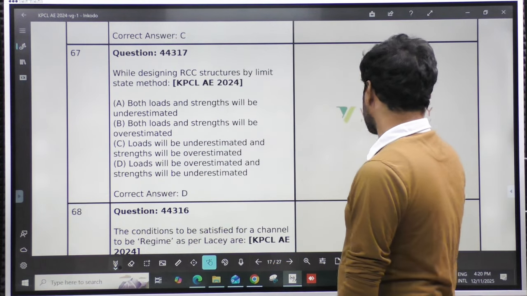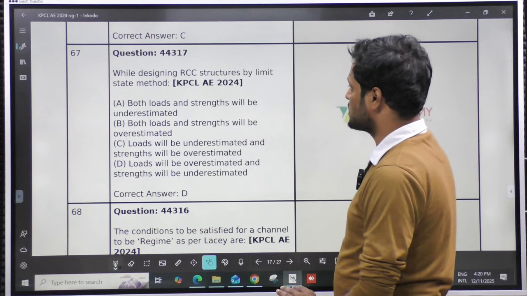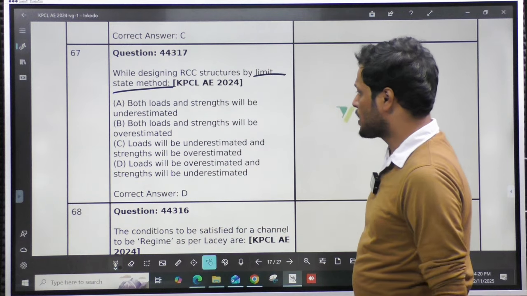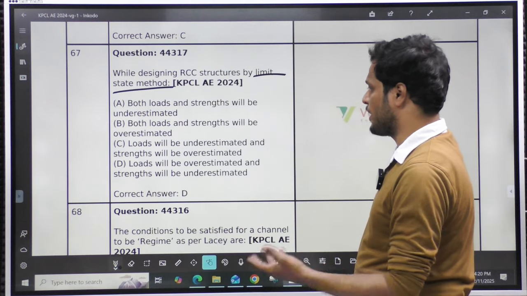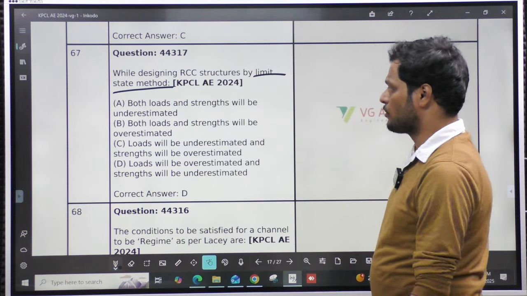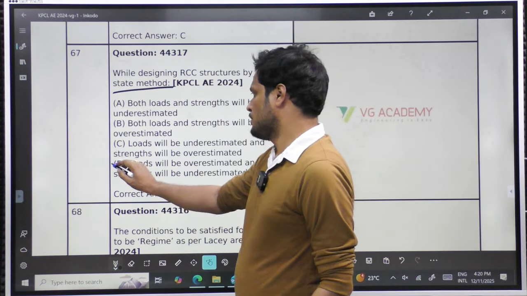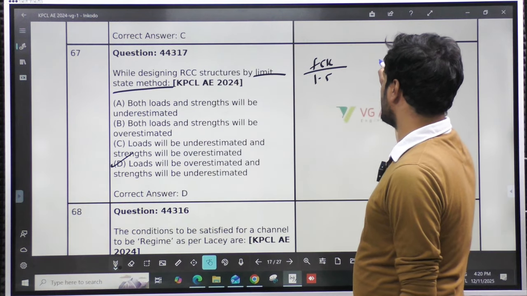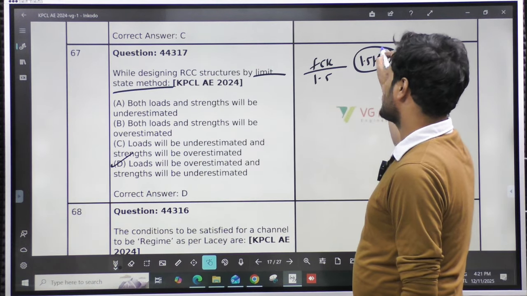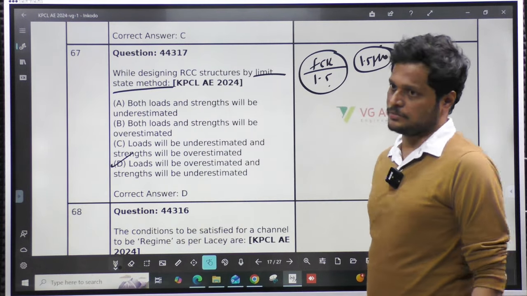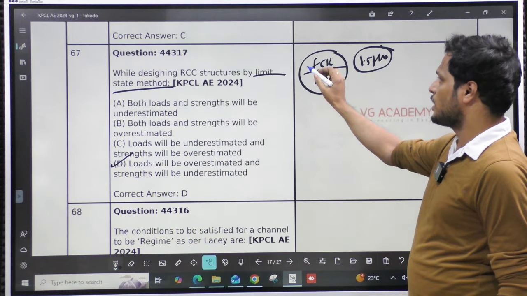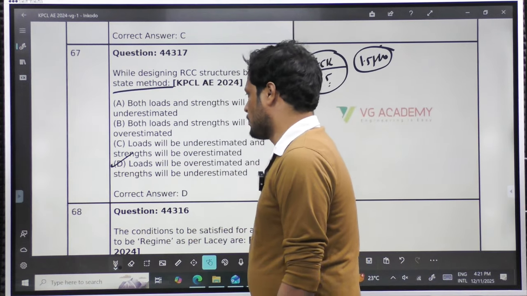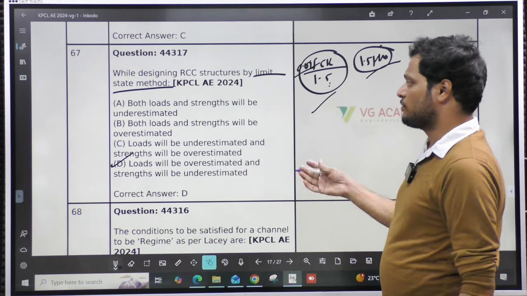While designing an RCC structure by limit state method, both loads and strength are estimated. Limit state means it will consider both load as well as strength. So load value will increase by the partial load factor, and strength will be reduced, so strength will be divided and load will be multiplied. So loads are overestimated and strengths are underestimated. Not exactly fck, we take 0.67 fck by 1.5, we know the reason. Okay, so D, loads will be overestimated and strength will be underestimated.